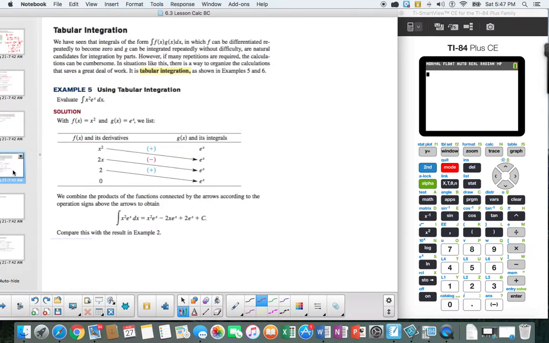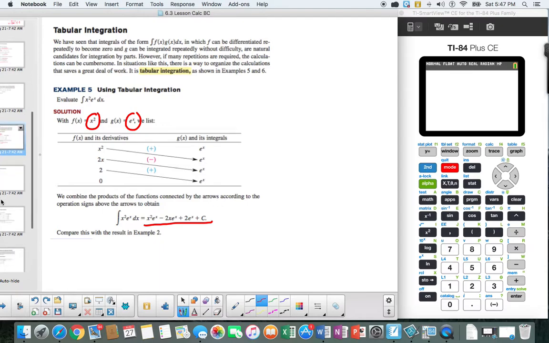Okay, here's tabular integration. It goes a lot faster. We did this before, but now I'm going to show you a little faster. Remember, we're letting this be our u, and if we just go ahead and take a derivative until we get 0, we have this column. And then this is our dv, and we're just going to integrate until it matches these columns. And then we're going to take this product preceded by a plus sign, take this product minus, this product plus. And you'll be able to get to that same answer that we got before without having to resubstitute as we had done.